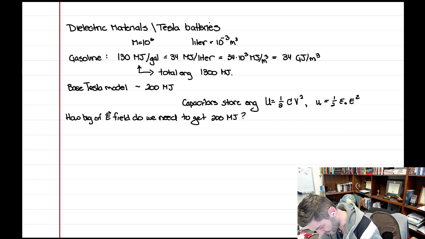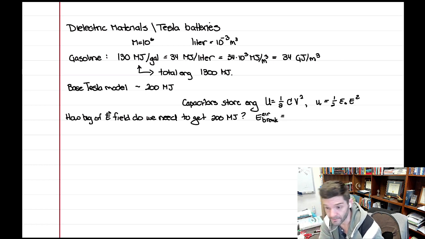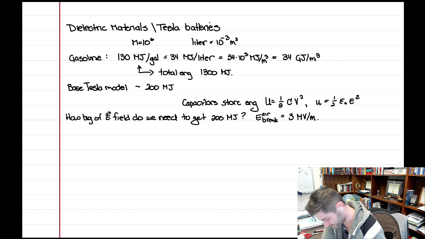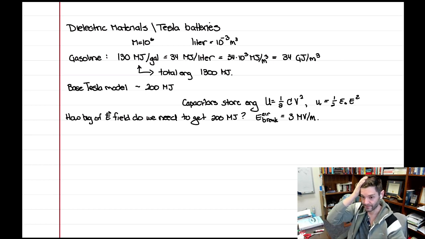So we know that E for air, the electric field when breakdown occurs, we said was about 3 times 10 to the 6 newtons per coulomb, or 3 times 10 to the 6 volts per meter. 10 to the 6, again, is mega, so it's about 3 megavolts per meter for that electric field.